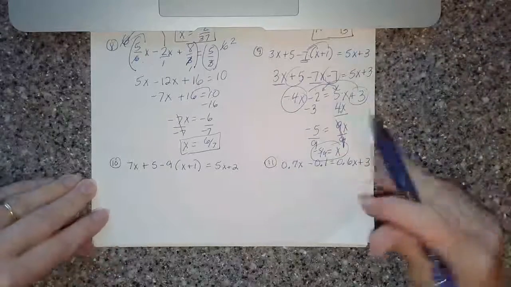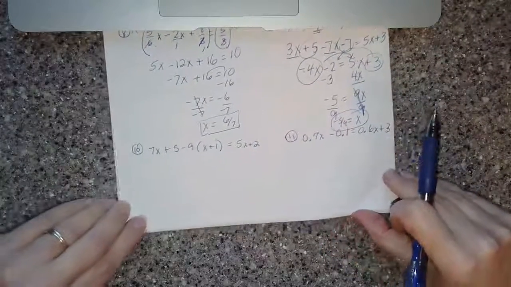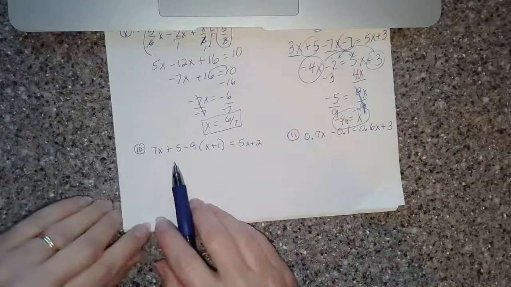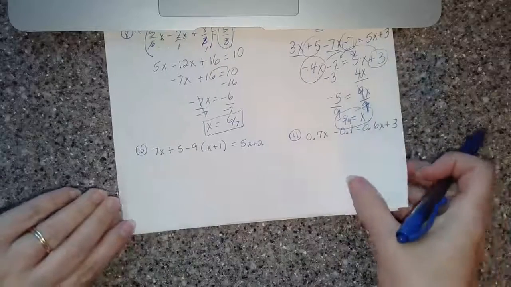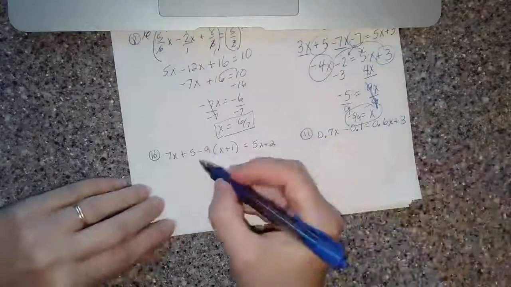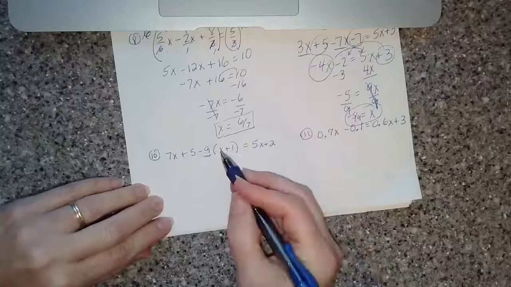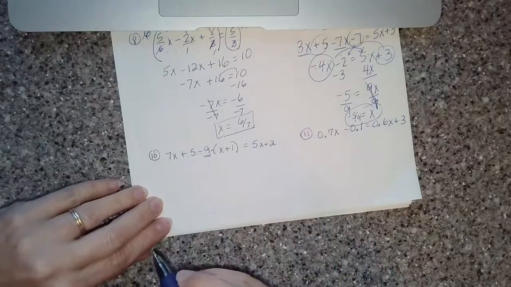Okay, we're talking about some sample problems from your section 1.1 homework. And so we're solving linear equations now using the distributive property a lot. So on this example number 10, we're going to distribute the negative 9. Notice that's what's directly in front of the parenthesis and needs to be distributed.